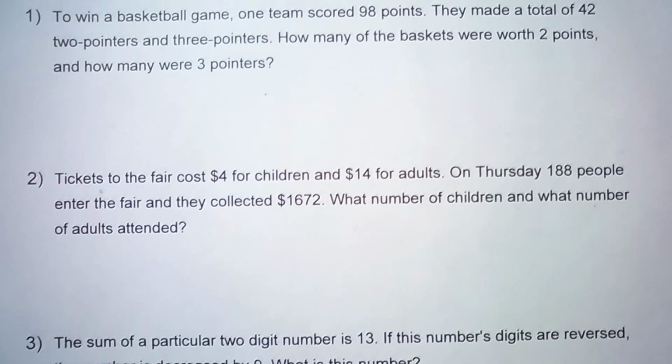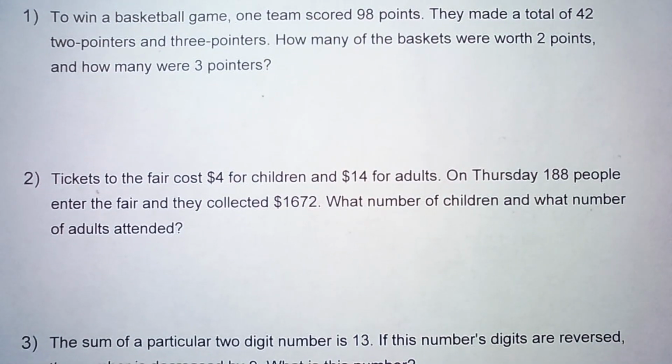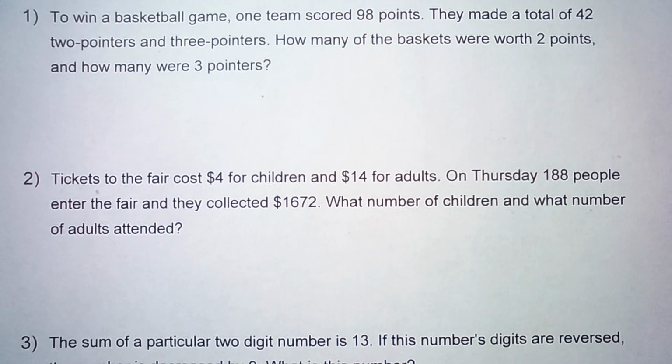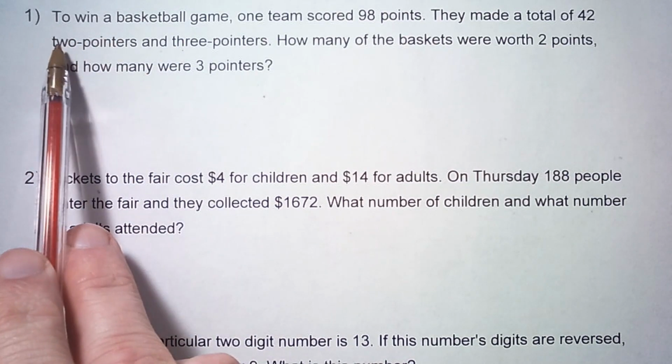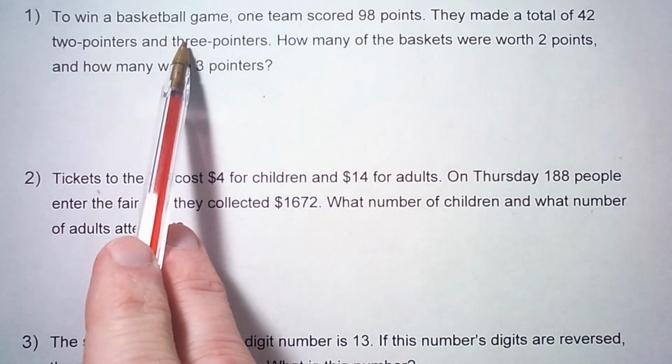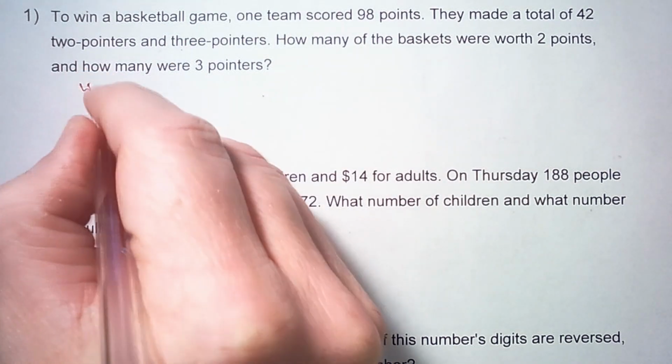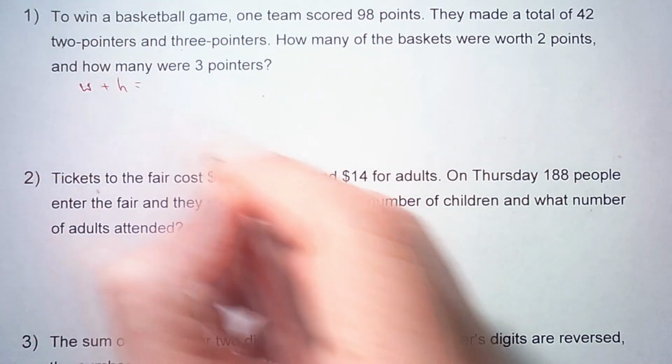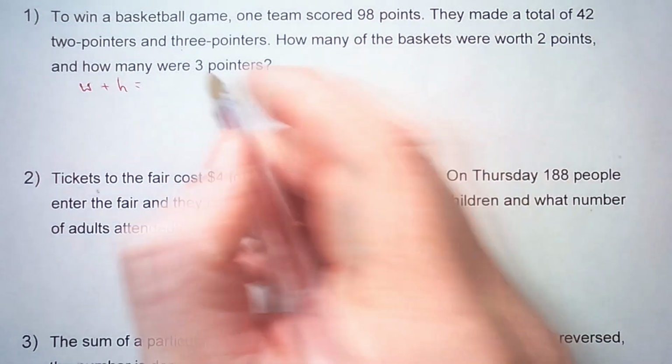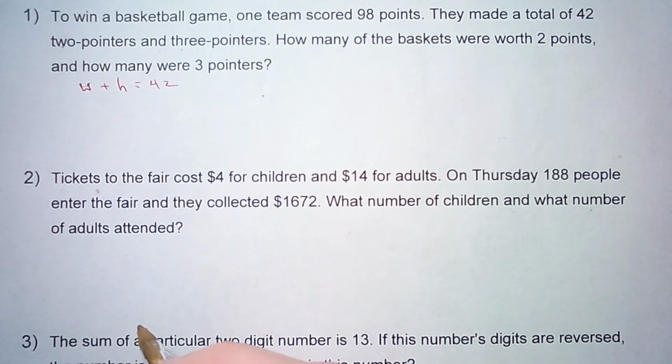Okay, now let's do a couple of application problems here. To win a basketball game, one team scored 98 points. They made a total of 42 two-pointers and three-pointers. How many of the baskets were worth 2 and how many were three-pointers? Okay, so two-pointers and three-pointers both start with a T, so let's go to the second letter. We'll call two-pointers W, three-pointers H, and in this case, two-pointers plus three-pointers were a total of 42 baskets made.